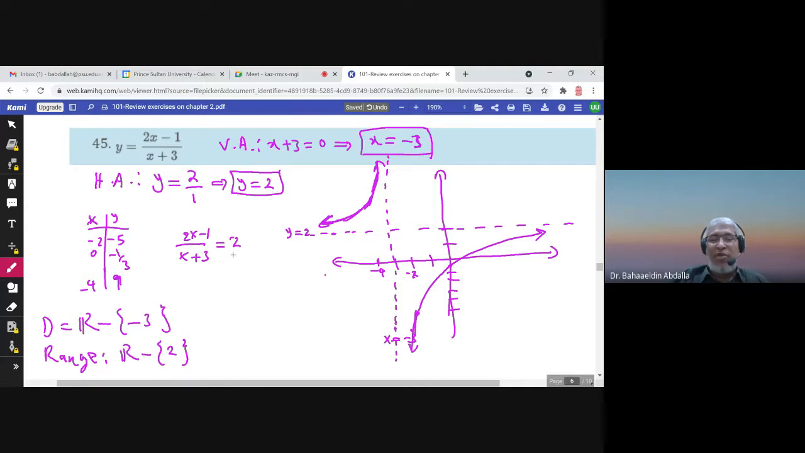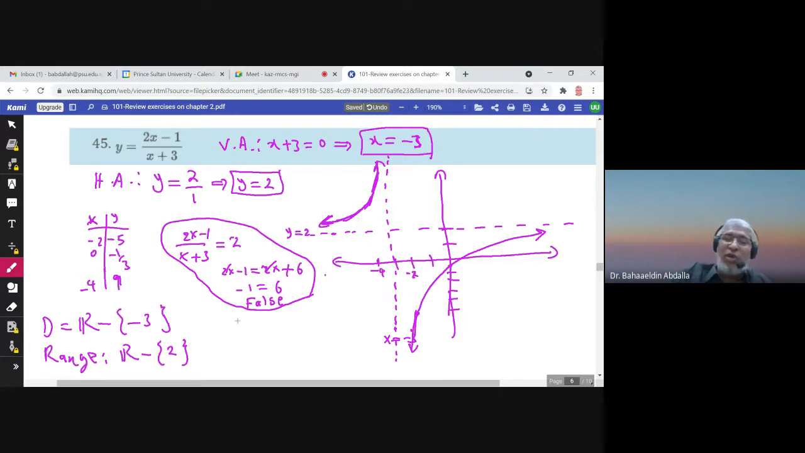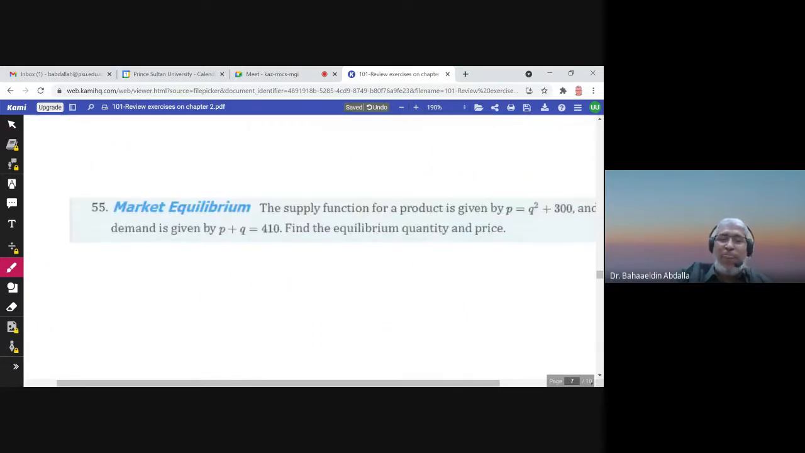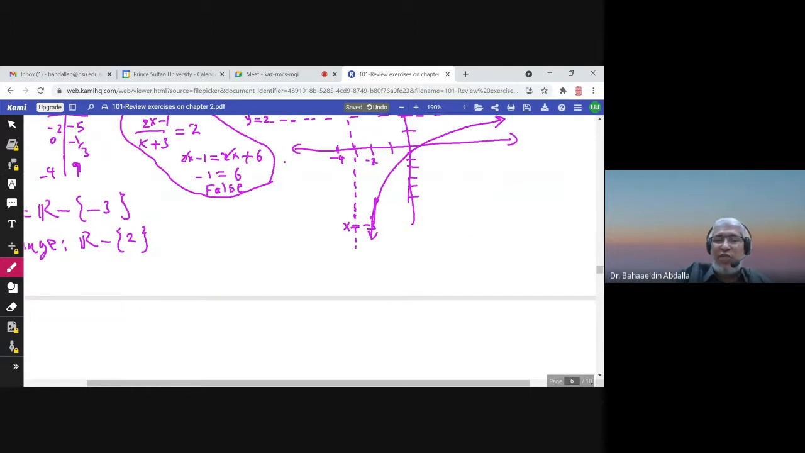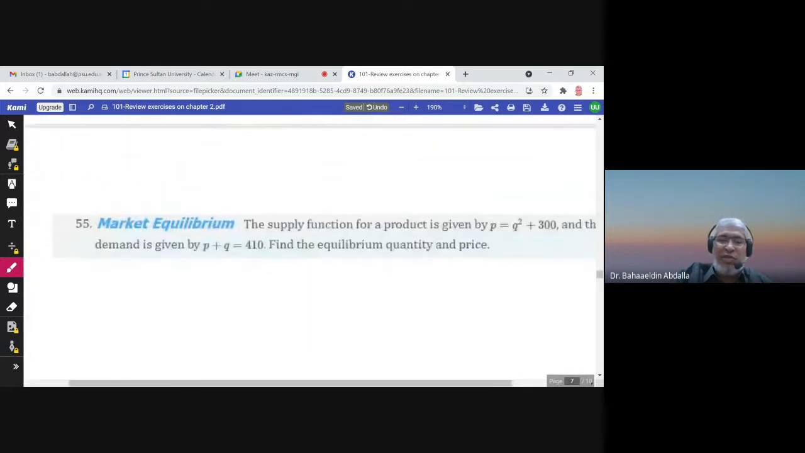If I cross multiply, I have 2x - 1 = 2(x + 3), which is 2x + 6. If I subtract 2x from both sides, then I'll have -1 = 6, and this is not correct. So there is no intersection between the horizontal asymptote and the curve, and the range would be all real numbers except 2. This is additional information. It is not asked in the question.